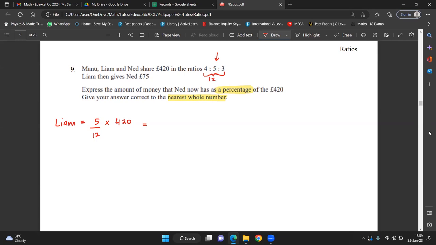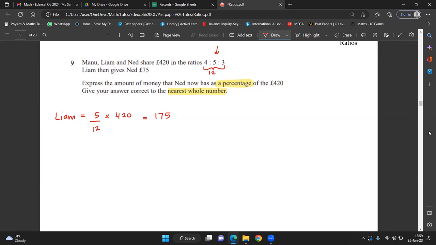Yes, Madhisha, what's the answer? 175. After Liam, whom should we find? Ned. Akhil, what is the equation for Ned? 3? Why 75? 420, what's the total? What's the answer? Okay, Tanuja, what do you do next? They tell us that Liam then gives Ned 75, right? Very good. We have to add 75 to 105. What is your answer? Who got this?